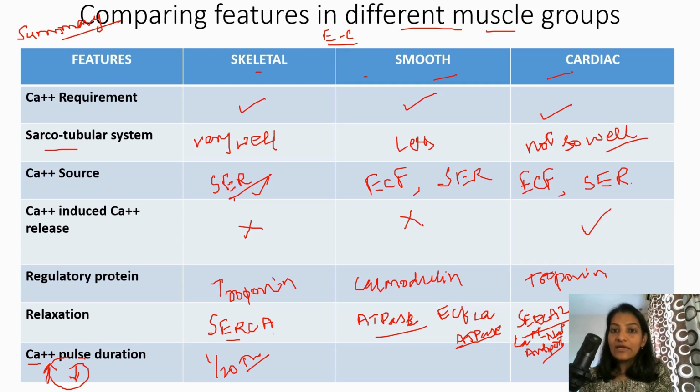otherwise it will be taken back. In case of smooth muscle, it is very prolonged. It goes up to a few seconds. It means calcium will remain in the cytoplasm of the smooth muscle cell for a few seconds even.